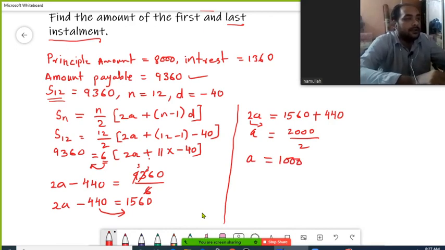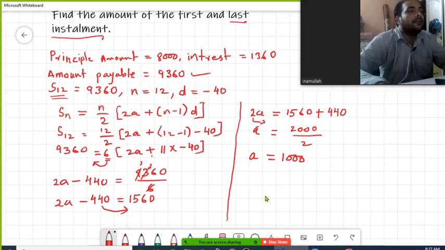So this is your first term. First term is 1000. Oh sorry, first installment is 1000. A, that is first installment, and we need to find out first installment and last installment. So first installment is 1000 and last installment we need to calculate. Last installment is T12. So we can use the Tn formula to find out the 12th installment.